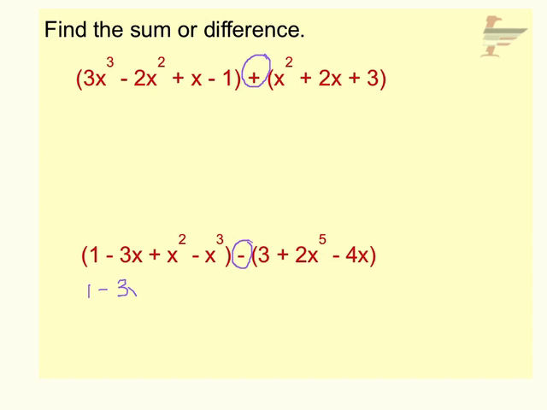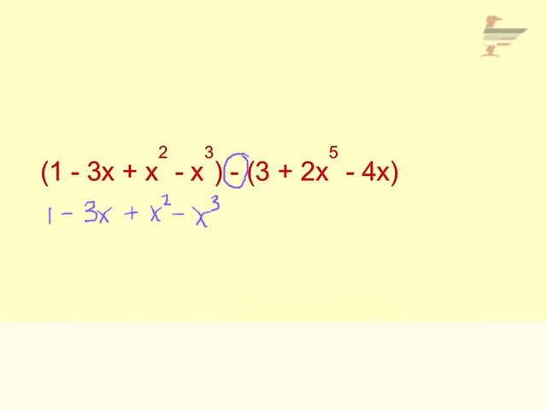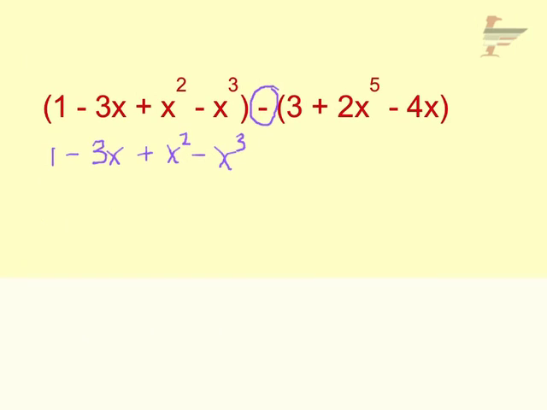This 1 minus 3x plus x squared minus x cubed, that all is going to stay the same. None of the signs changed. But then I'm going to go ahead and distribute that negative and write my terms right alongside it. So it will become a negative 3 minus a 2x to the fifth, and then minus the negative 4 becomes plus 4x. And here I'm just looking for like terms. I'll start with the highest exponent though, the degree of the polynomial.